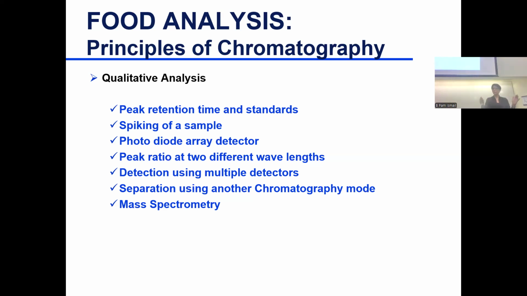You might have multiple compounds going through. One can be detected because it absorbs light. The other does not absorb light, but can be detected by a pulse amperometric detector, for example. So having two detectors in a row increases your chances of identifying different components in your sample.